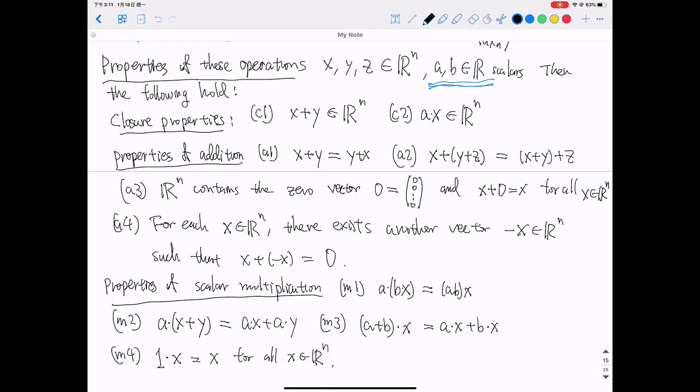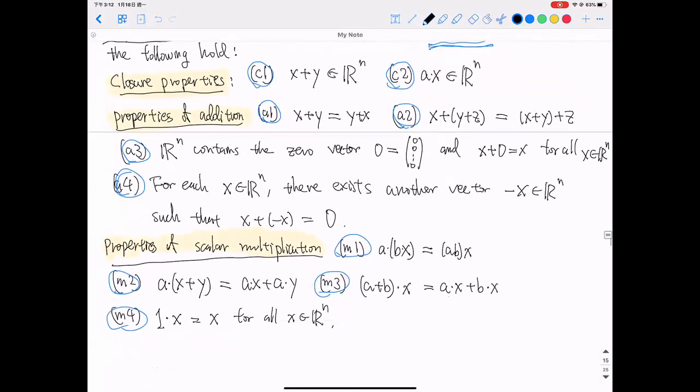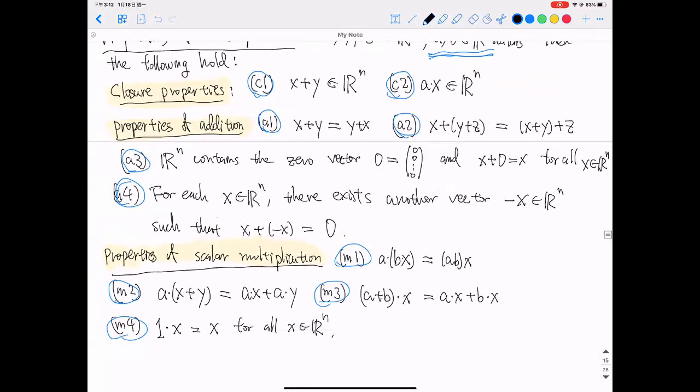Okay. All right. So now we have these many, like 10 properties. Two closure properties, C1, C2, 4 properties of addition, A1 through A4, and 4 properties of multiplication, M1 through M4. Very well. Now, I mean, this all seems fairly easy.